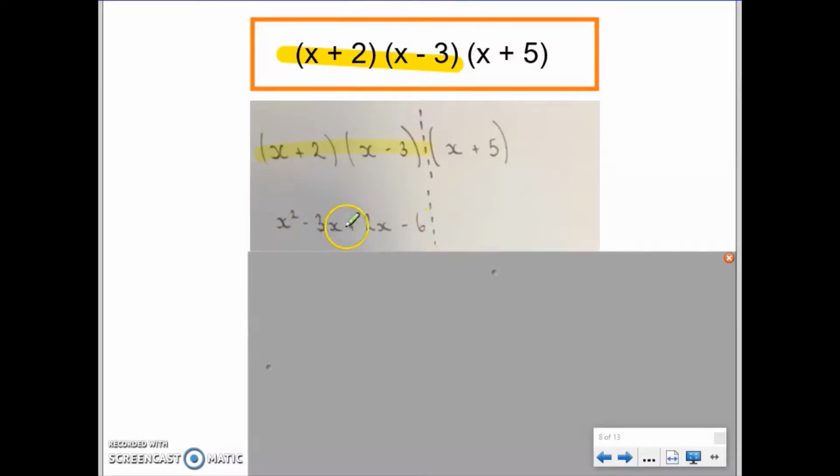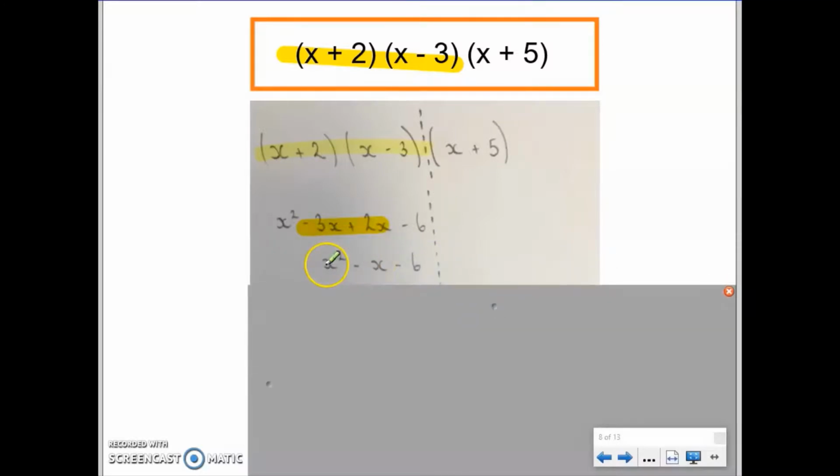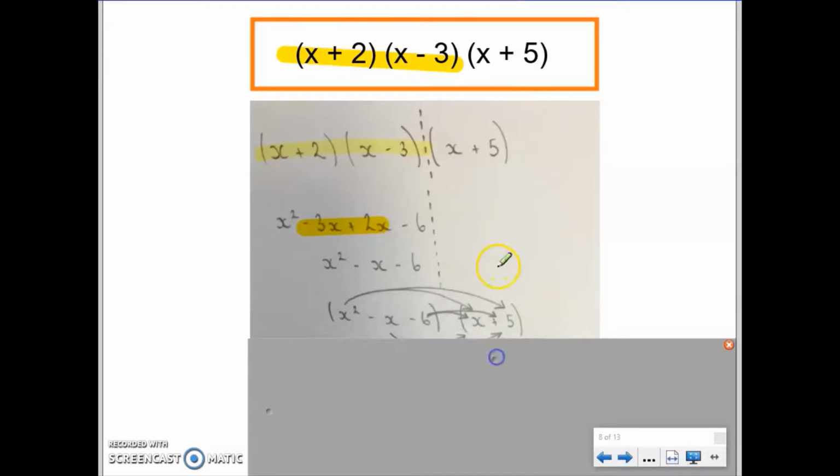Our 2 center terms, our x terms, can be collected together because they are like terms. So minus 3x plus 2x is going to give me negative x. So this is the result of expanding this double bracket. So now I'm going to bring the x plus 5 back into the calculation. And I'm going to multiply this quadratic by this bracket x plus 5.